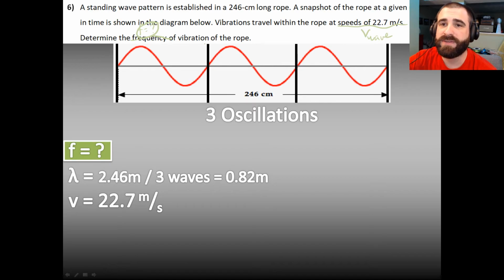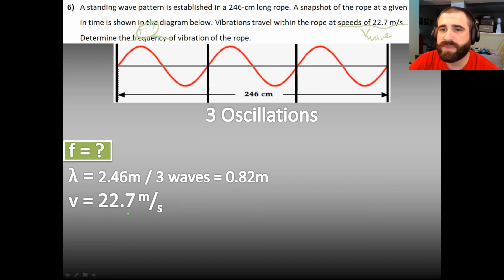So we're looking for frequency. Lambda is 246 centimeters, but we're trying to go meters per second, right? Pay attention to units, meters per second, centimeters. We got to convert that. So 2.46 meters divided by 3 waves gives us 0.82 meters per wave.